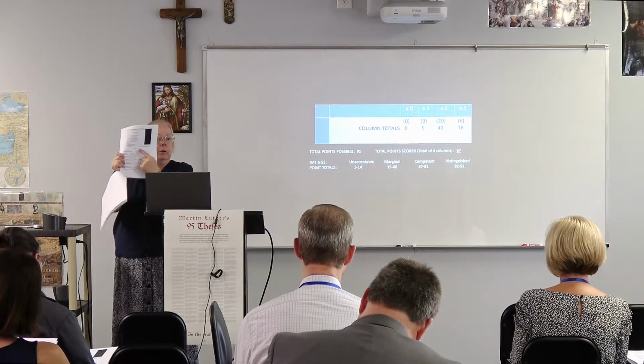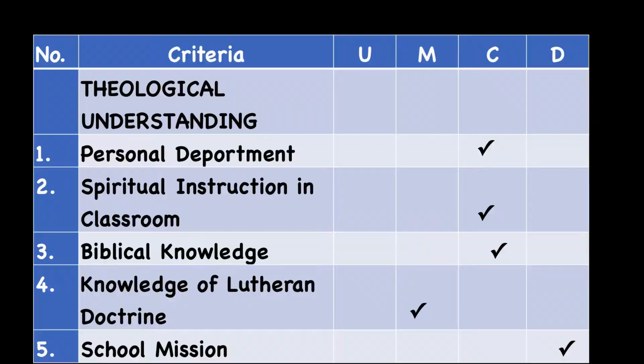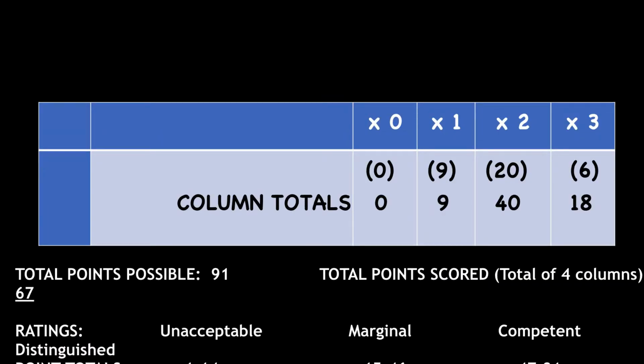Then you add up all the points in all the columns from the previous page and this one, and you multiply them by their points. So anything that's marginal is a 0. Well, that was easy, because anything times 0 is 0. Sorry, unacceptable is times 0, marginal is times 1, competent times 2, distinguished times 3. Then you add it up.